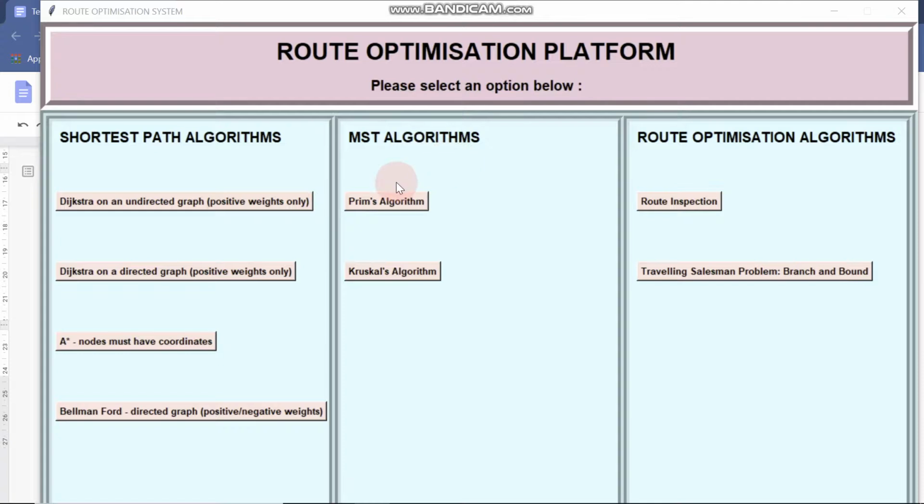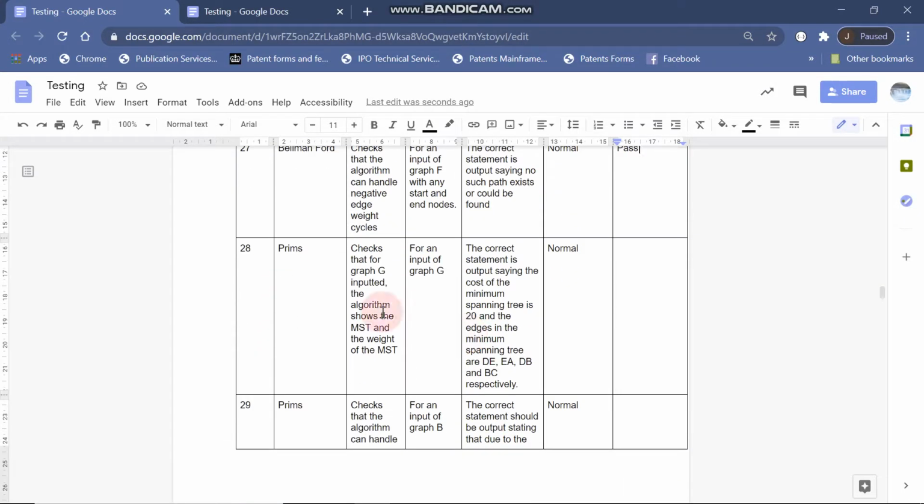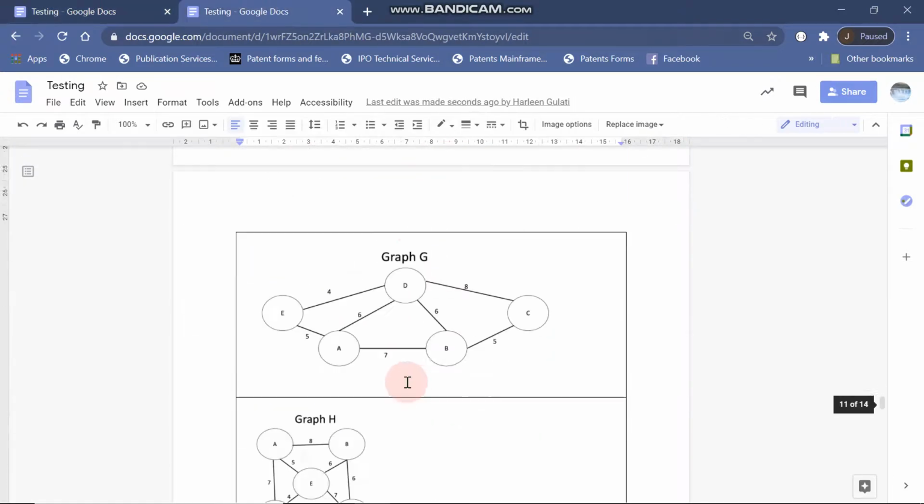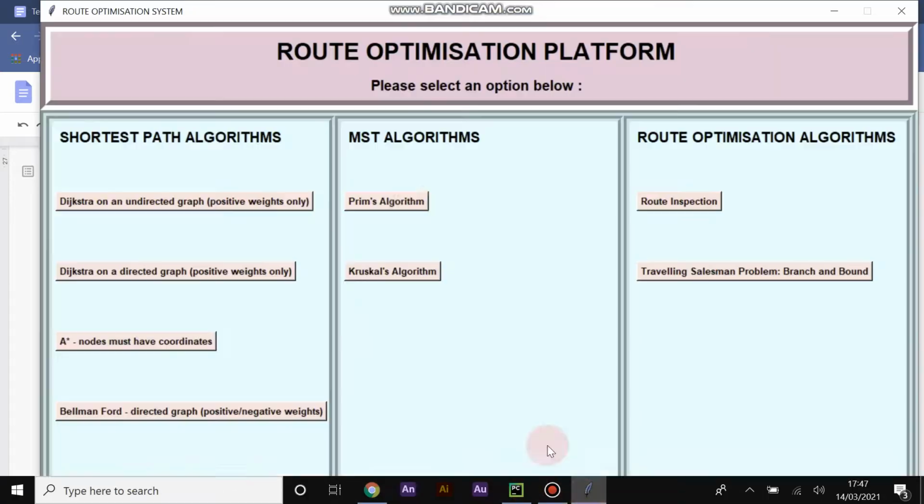Optimizations, sorry. So let's see what test number 28 wants. So this is testing Prim's, and it says check for graph G inputted. The algorithm shows the minimum spanning tree and the weight of the minimum spanning tree, and this is what we should expect to get. So graph G looks like this. It's got 5 nodes this time, and let's input it into the system and see what we get.